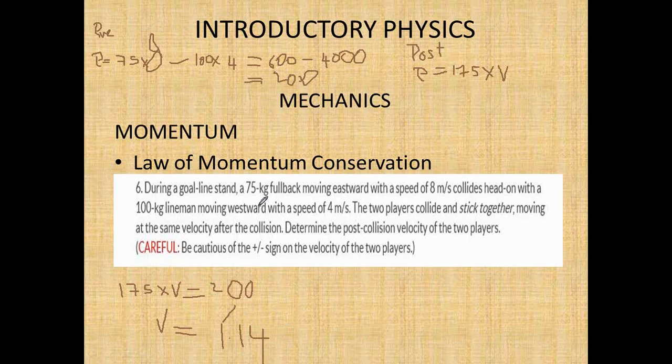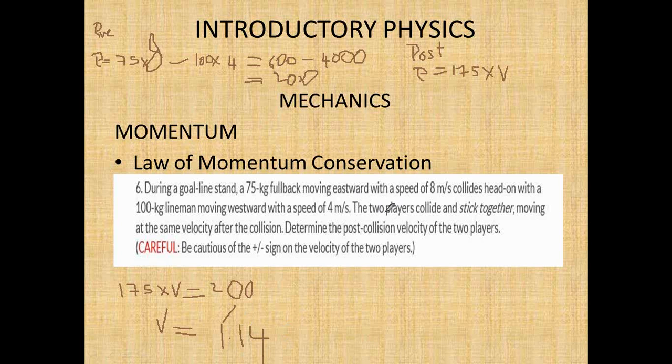Okay, so this is important because if the fullback wants to score, he's going to have to have more momentum than the lineman. He cannot gain mass because his mass is fixed. He can increase his speed. By increasing his speed, he will gain more momentum and be able to score.